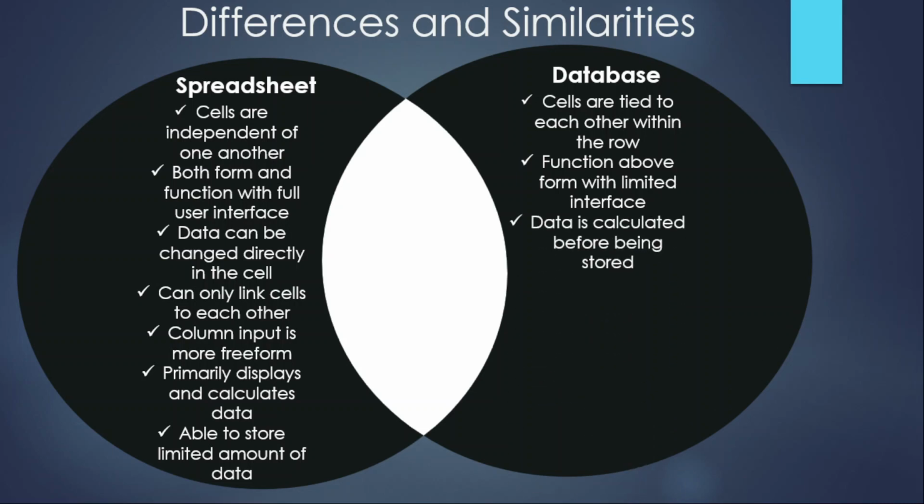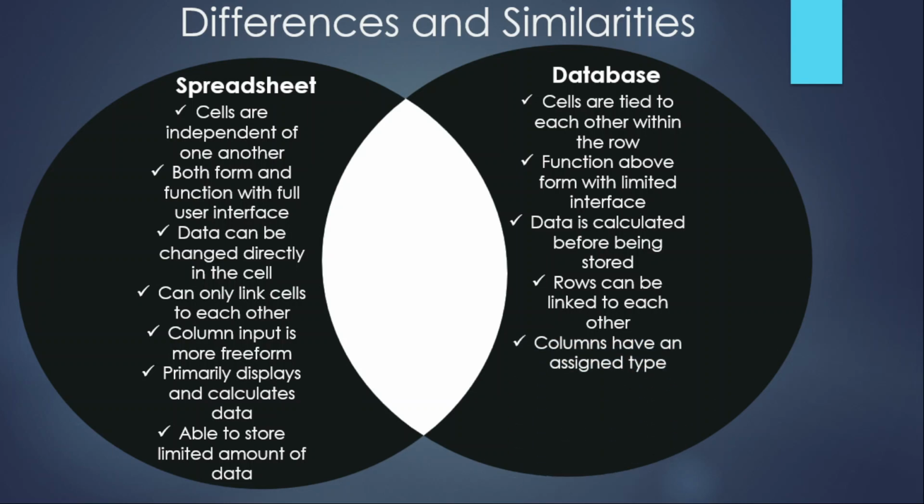Having said that, data is calculated before being stored. It's always calculated before being stored. Rows can be linked to each other, while in a spreadsheet, cells can be linked to each other. But in a database, the cells are tied to each row, and rows can be linked to each other.